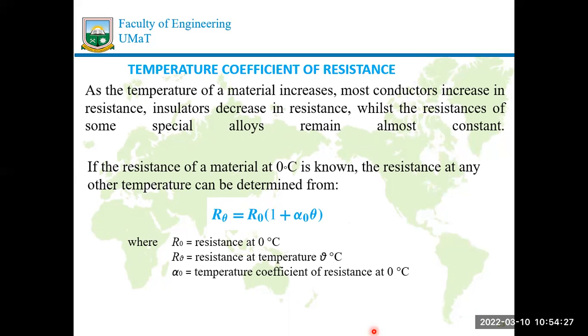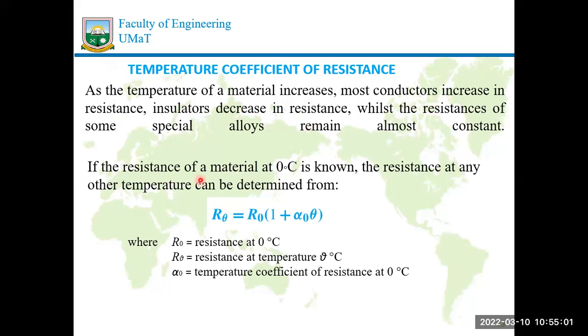However, in the case of insulators, they will decrease in resistance, whilst the resistances of some special alloys will remain almost constant at some point. So let's know the difference when the temperature is increasing. For a conductor, if you have an increase in temperature, it's a sign that there is an increase in resistance. But vice versa, in the case of an insulator, when there is an increase in temperature, that means that we are having a decrease in resistance.